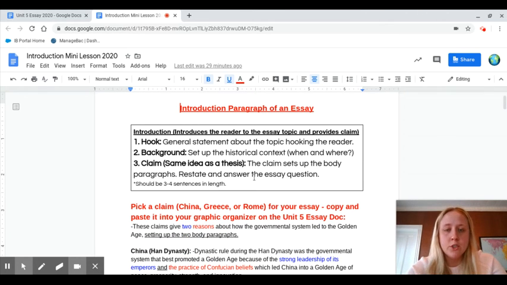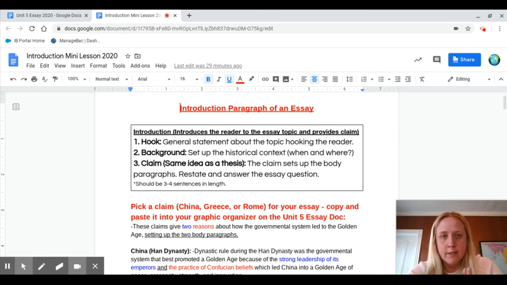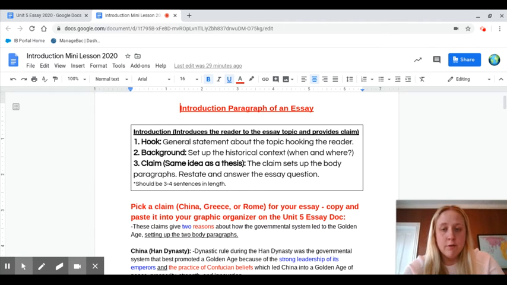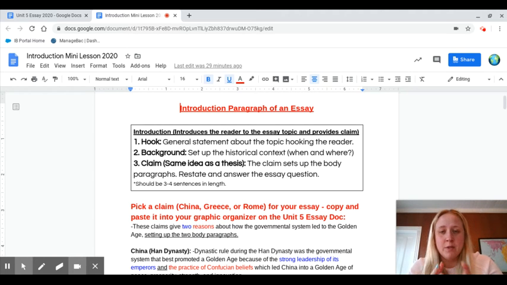So your introduction, and again, very similar to ELA, introduces the reader to the essay topic and provides your claim, which is like a thesis. So you have a hook, a general statement about the topic to hook the reader in, right? Something to grab their attention. Your background, which, in ELA, you would kind of introduce the novel, right? In social studies, you're setting up the history.